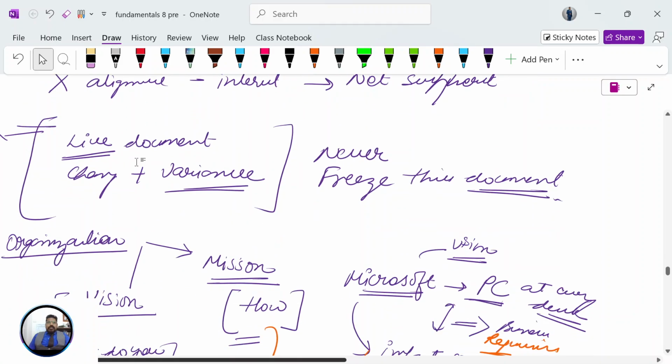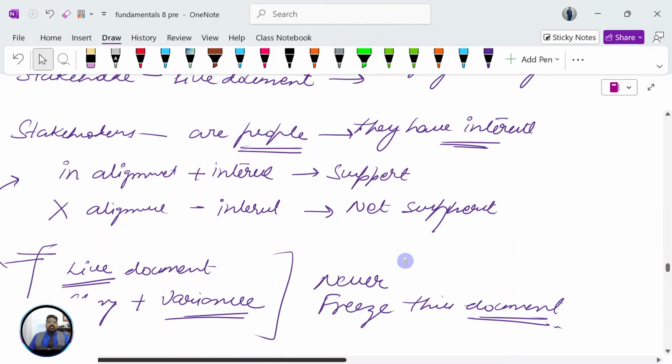Stakeholder register is a live document. It keeps on changing and there's variance. You can never freeze this document. You should always go back and reflect and keep revising your stakeholder list and stakeholder analysis.